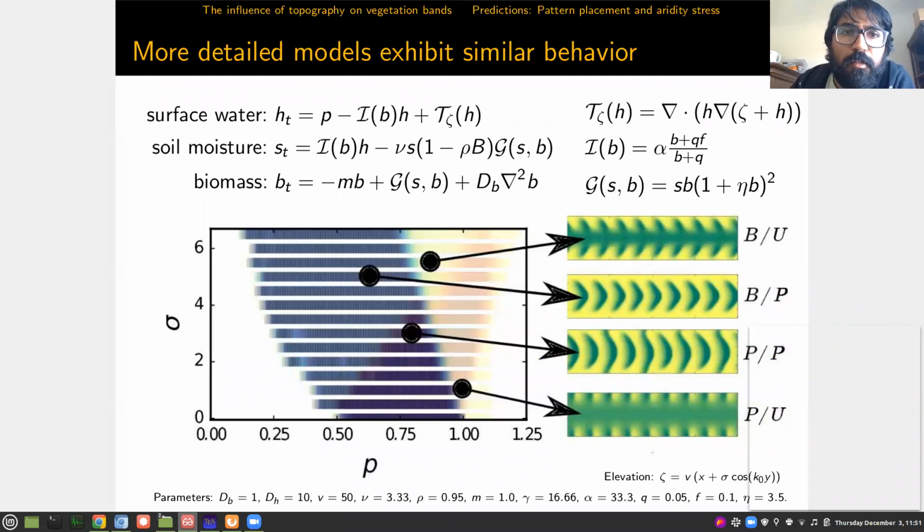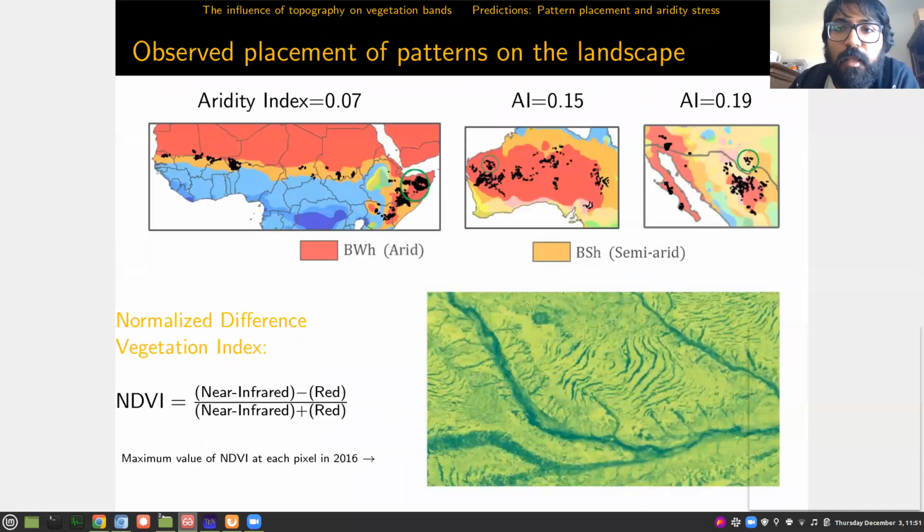And we can look at this also in more detailed models, and we see a similar picture. And so I'm just going to spend a couple of minutes here, and then I'll wrap up. We now have this prediction: if you're on the lower end of the region where patterns are sustained by your ecosystem, then you tend to expect to see them in the valley. That's because there's not enough water if there was flat terrain, but because you have this accumulation of water from the ridges, you can make up for that deficit and support those patterns.